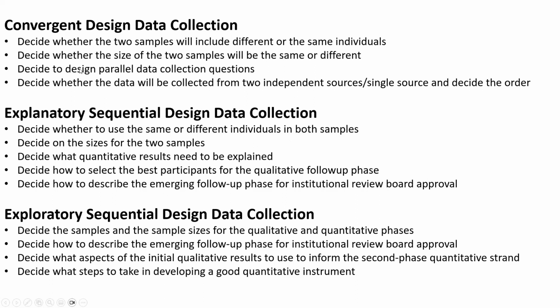You should decide to design a parallel data collection process. You should decide whether the data will be collected from independent sources or a single source, or decide the order. In exploratory sequential, decide whether to use the same or different individuals in both samples. Decide on the size for the two samples.